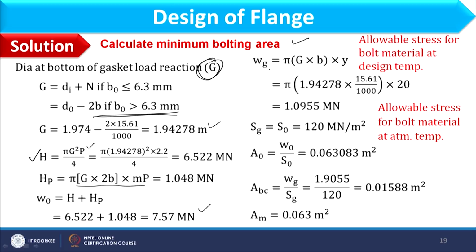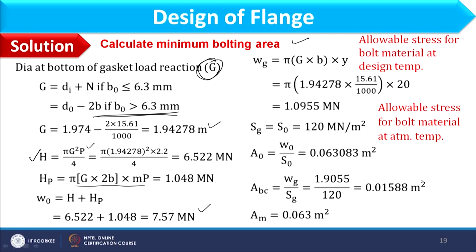And then we have to focus on bolting up condition, where WG I need to find by this expression, where WG is equal to pi GB into Y. Putting all these values over here, we can have WG as 1.0955 mega Newton. So here we have to find out SG or SO, and SO is basically allowable stress of bolt material at design temperature. And considering that we can find out bolting area at operating condition, which is equal to WG by S naught, and which is equal to 0.06308 meter square. And further we have ABC, which is equal to WG by SG, which is equal to 1.9055 by 120, and that is equal to 0.01588.